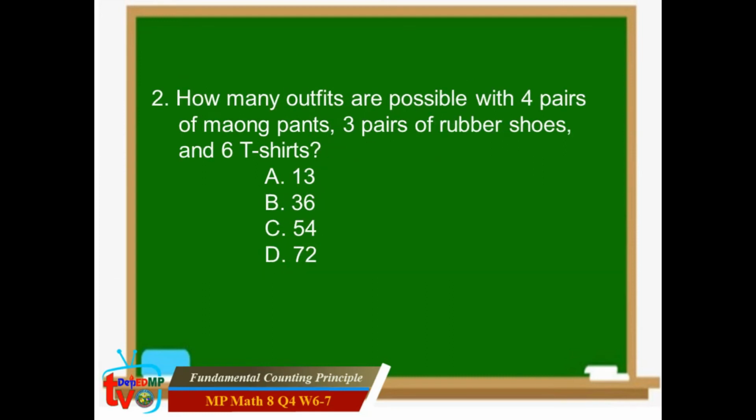2. How many outfits are possible with 4 pairs of maong pants, 3 pairs of rubber shoes, and 6 t-shirts? A. 13. B. 36. C. 54. D. 72.